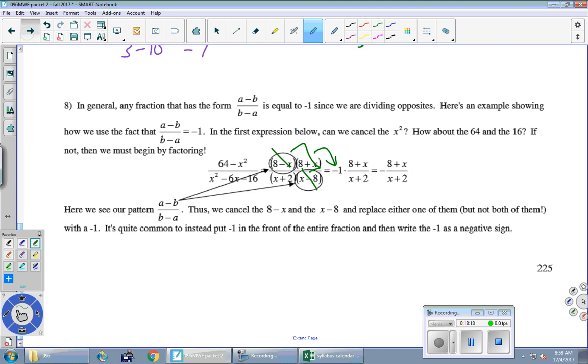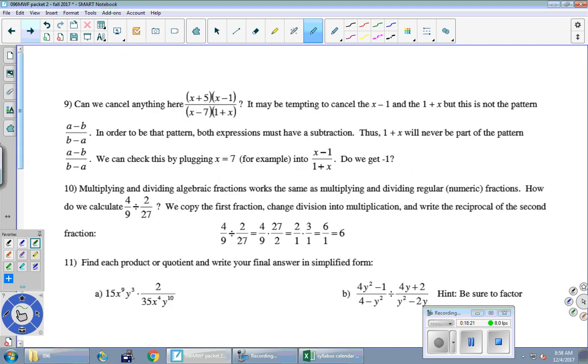Okay, next page says, can we cancel here, x plus 5, x minus 1 over x minus 7, 1 plus x? So I see two things that both have an x and a 1. You guys see what the terms, the factors that we're talking about? Two factors that both have an x and a 1. And I say, okay, my pattern is supposed to be this, a minus b over b minus a. So do I have that pattern right there?